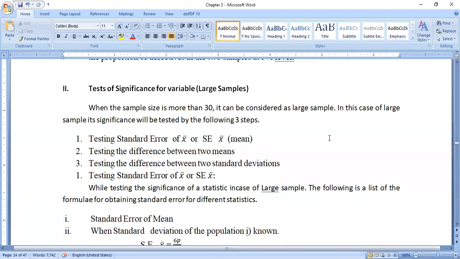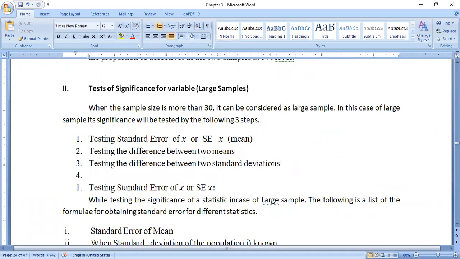The method is called the test of significance for variables, large samples. When the sample size is more than 30, it can be considered a large sample. In the case of a large sample, its significance will be tested by the following 3 steps. These are the 3 steps here.